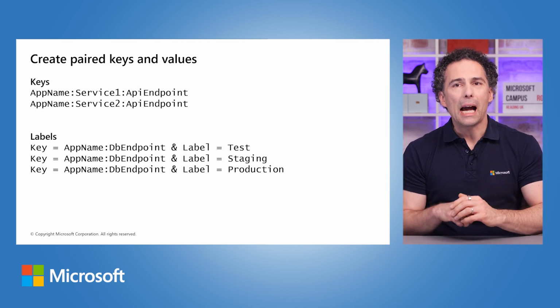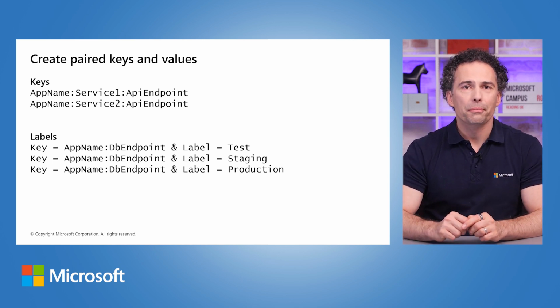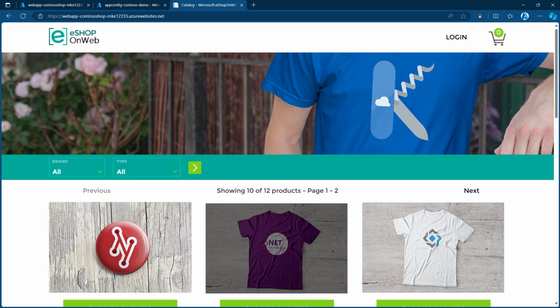It's time to see app configuration in action now. Let's go to a demo. In this video, I will show you how to use app configuration to dynamically change configuration values. And I want to do this based on a website that I'm hosting on an app service. This is the website eShop on Web.